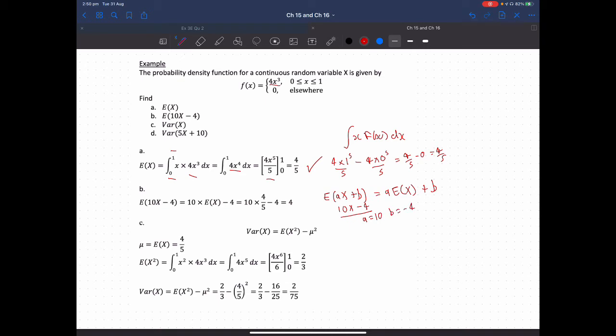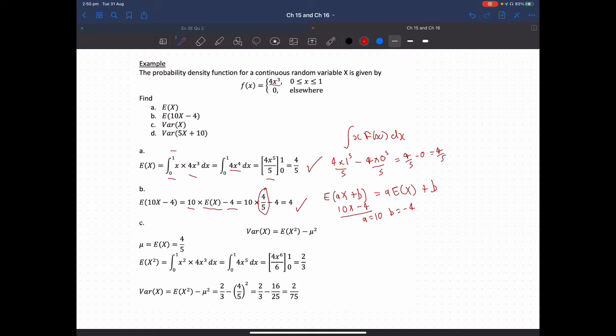So we can rewrite the expected value of 10x minus 4 to being a, which is 10, times the expected value of x, which we have just worked out, 4/5, minus 4, the value for b. So going 10 times 4/5 minus 4, we get 4.